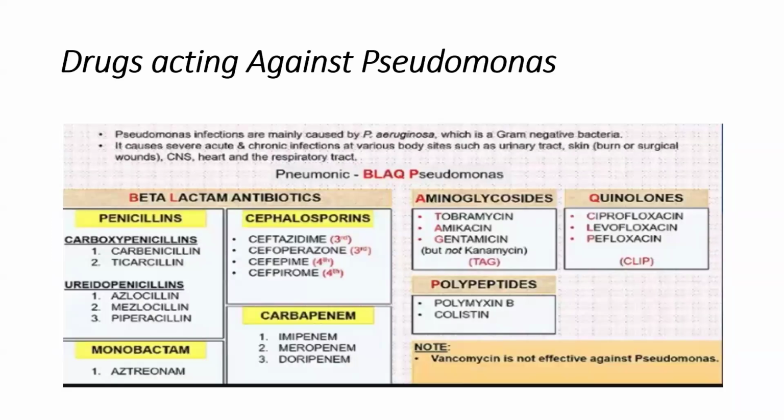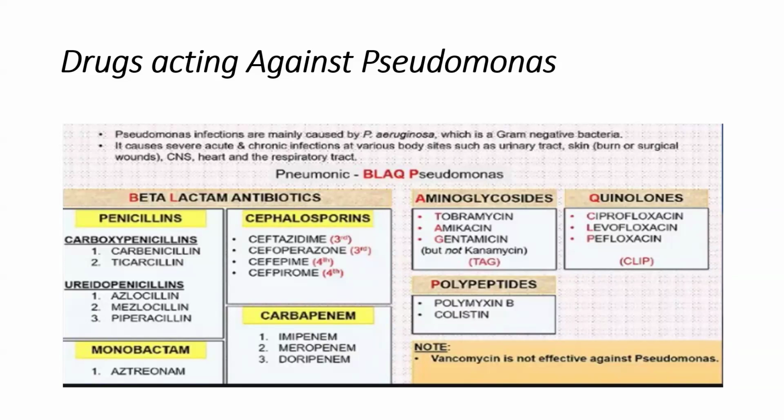Now the next is Pseudomonas aeruginosa with difficult-to-treat resistance. So what is MDR Pseudomonas aeruginosa and what is difficult-to-treat Pseudomonas aeruginosa? To understand this, we should know what are the drugs which act against Pseudomonas aeruginosa, because there are very few categories, and very specific drugs are active against Pseudomonas aeruginosa.